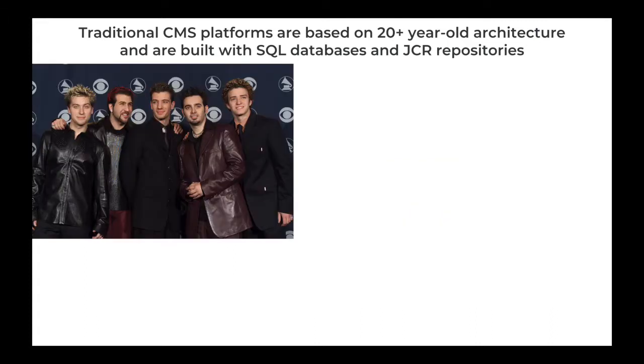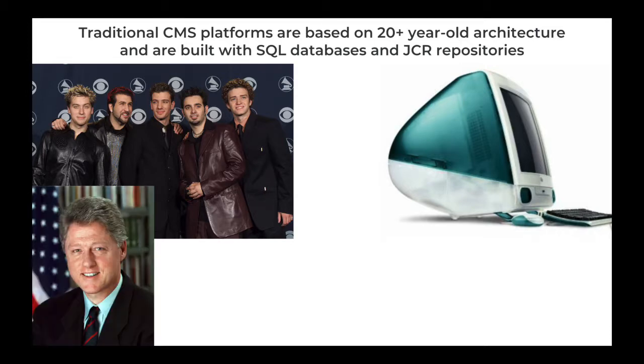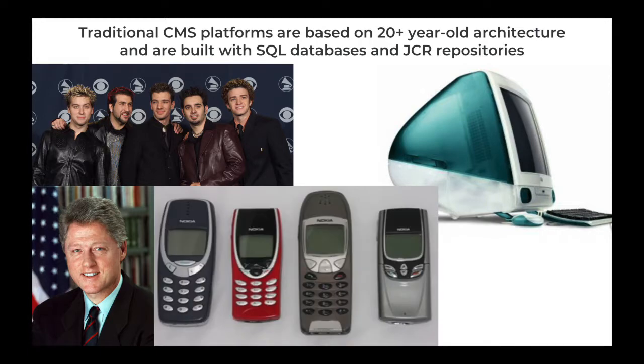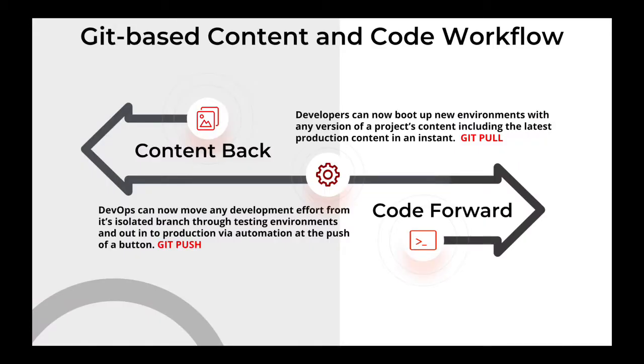To put that into context, when the architecture for most CMS platforms in use by companies today was invented, the Backstreet Boys were at the top of the charts, the iMac was the most popular personal computer, Bill Clinton had only recently left office, Nokia was the most popular cell phone, and the battle for the browser was between Netscape and IE. What we need instead is a completely new architecture that removes the silos and fits directly into today's agile development and DevOps-led model, and that brings together all three of the constituents for CMS: authors, developers, and operations.